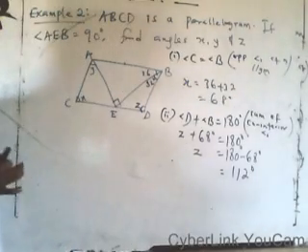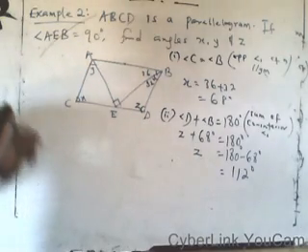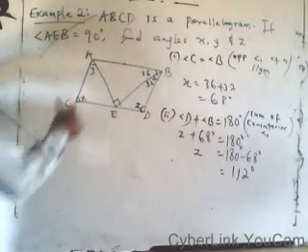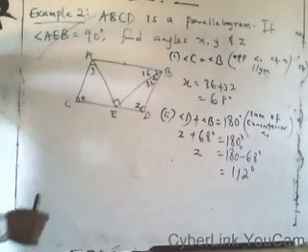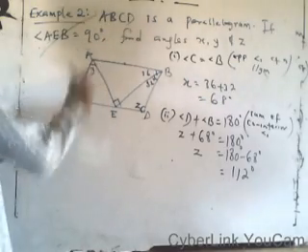So we need that our Z is what? Is 112 degrees. If Z is now 112 degrees, then what is Y? That is where the issue is. How are we going to know the value of angle Y?